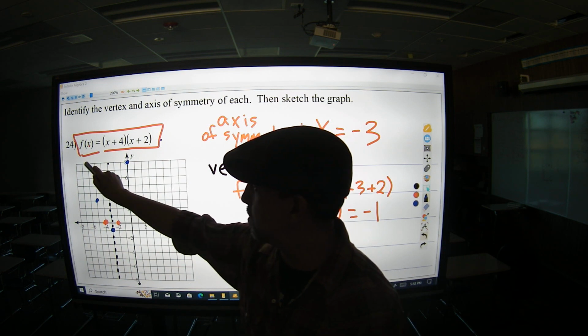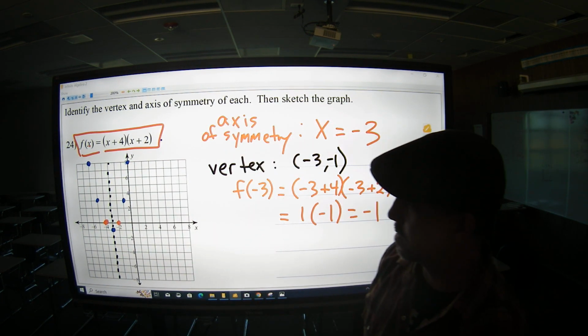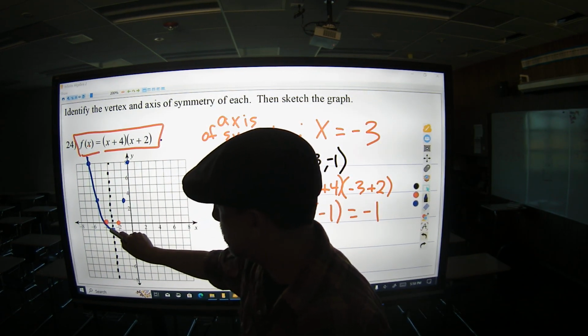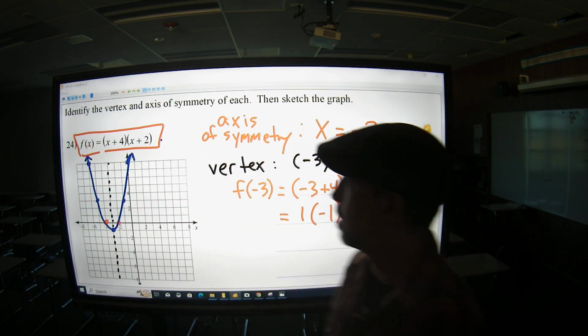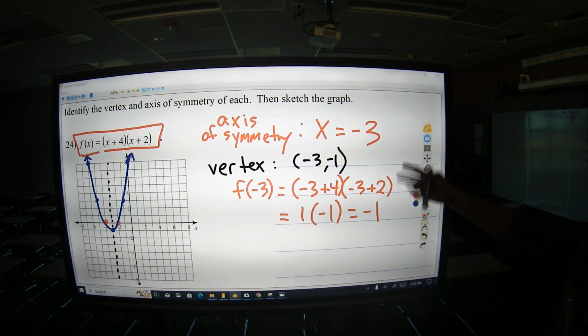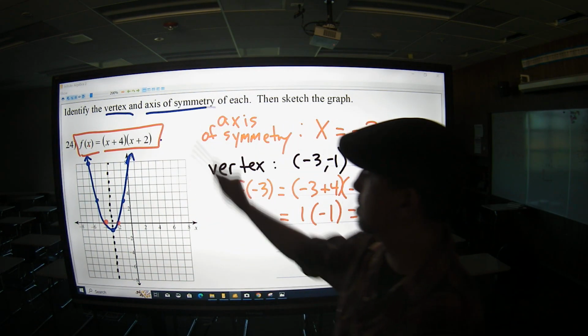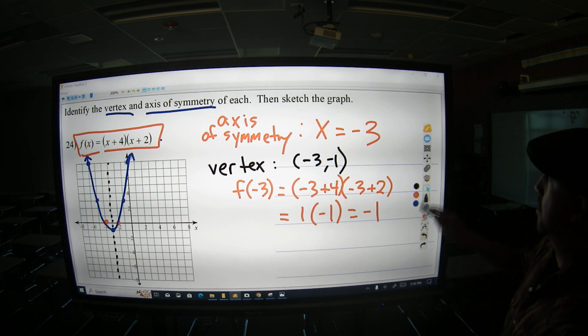Okay, and that's going to be on both sides of the axis of symmetry. And we can use that to help guide us. So now, just connect these with a smooth continuous curve. And we have our parabola and everything else that we needed, right? We needed to show the vertex and the axis of symmetry. So there we go. Let's do another example.